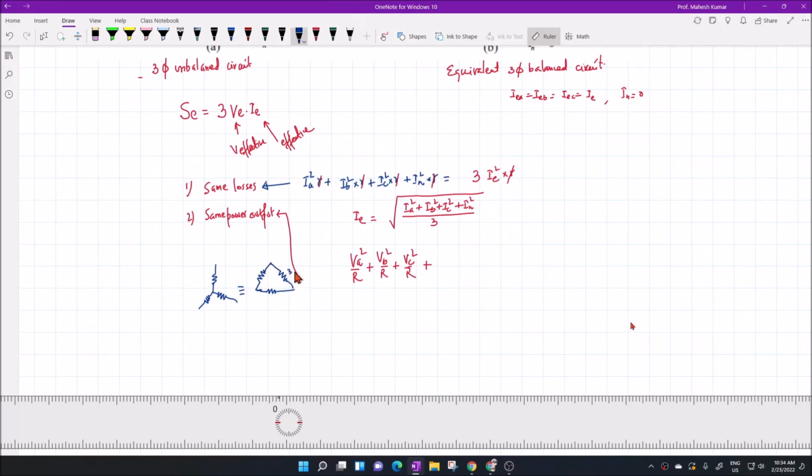Then it will become 3R, equivalent star to delta. If this is R, this is R, this is R, in delta it becomes 3R. But in delta you have a line to line voltage like A, then you have a B here, then you have a C here. So this can be added here, line to line voltage VAB square by 3R plus VBC square by 3R plus VCA square by 3R.